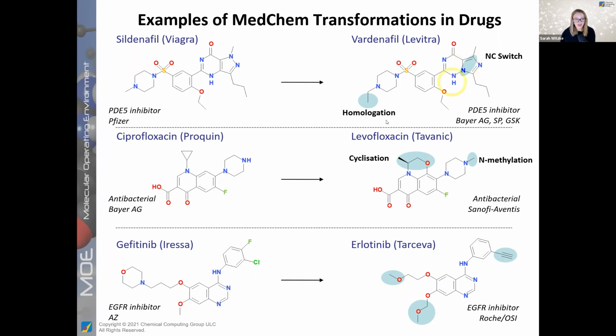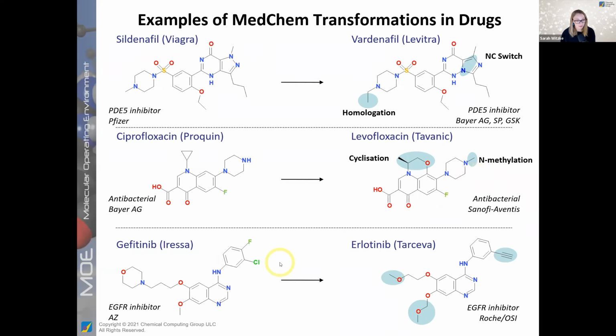Now, in the middle of the slide, you see two different antibacterial agents. First, we have ciprofloxacin, and then we have levofloxacin. Again, the scaffold is exactly the same. The only difference is that we have an open ring in ciprofloxacin, which has been cyclized in levofloxacin. And we have a piperazine ring again. It is not alkylated in ciprofloxacin, but we have an N-methylation on levofloxacin.